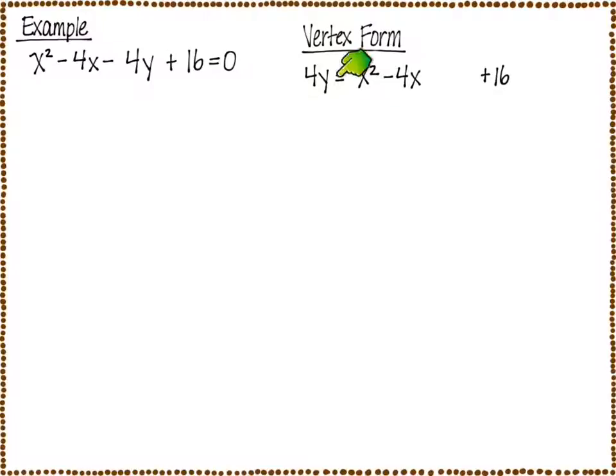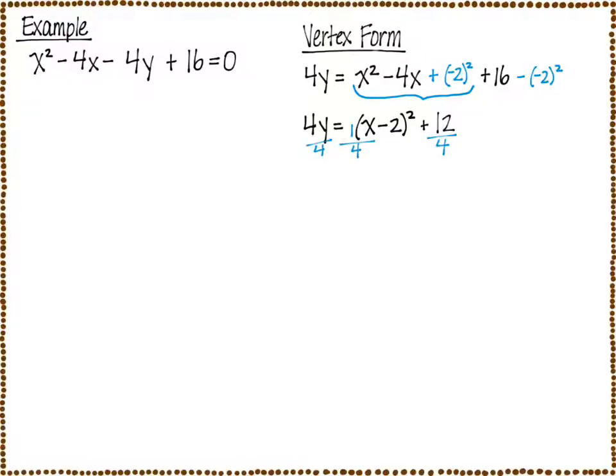Notice that I first separated it so that I have the y term all by itself on the left, the x terms and the number on the right. I've left a gap where I'm going to complete the square. I'm going to add -2 squared and subtract -2 squared so that I've added it and subtracted it, which is 0. But that's a complete square, so it's going to be 4y equals the quantity x minus 2 quantity squared plus 12. Divide everything by 4, and we now have the vertex form of the equation for the parabola.